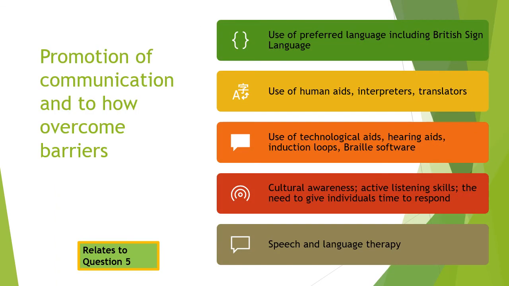So we're now going to look at slides relating to question number 5, and we're going to look at the promotion of communication and how to overcome barriers. So the barriers that we talked about in the last question, how can we overcome them? So here's some examples. So using preferred language, so including British Sign Language. If we know that somebody's preferred language, we'll know that we have to use that.